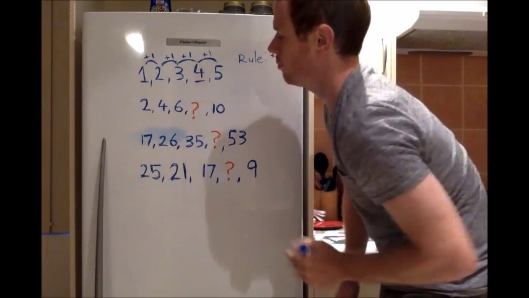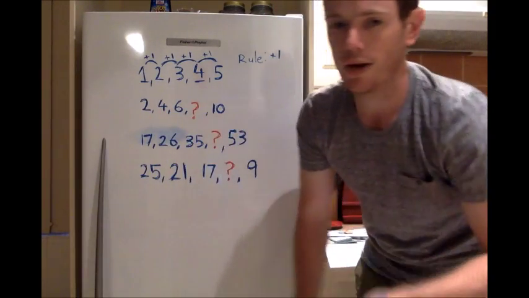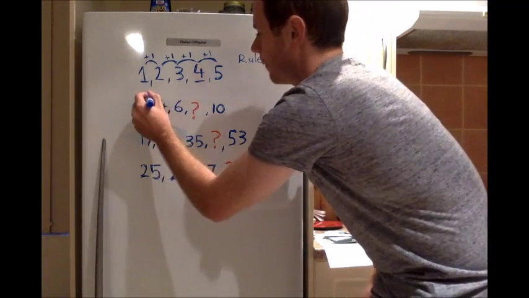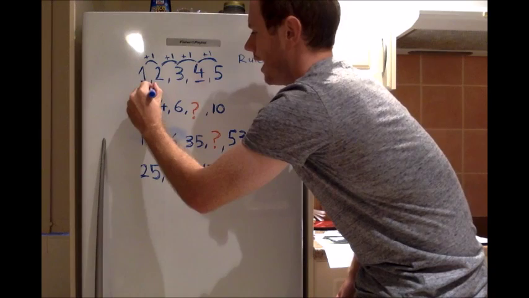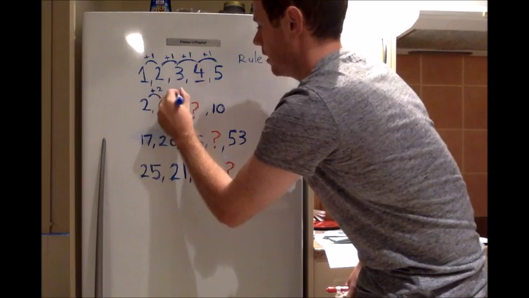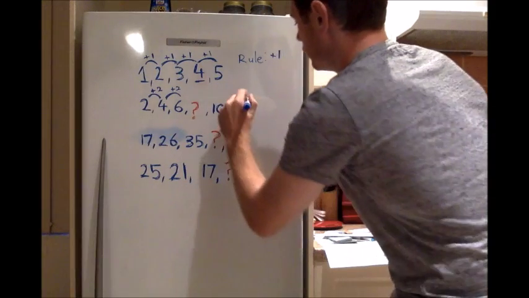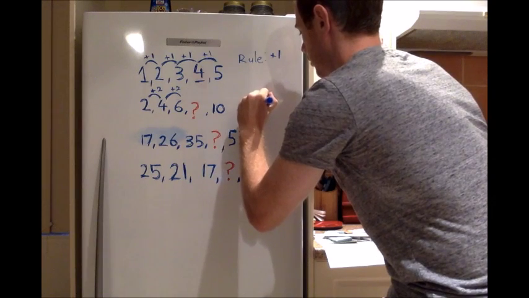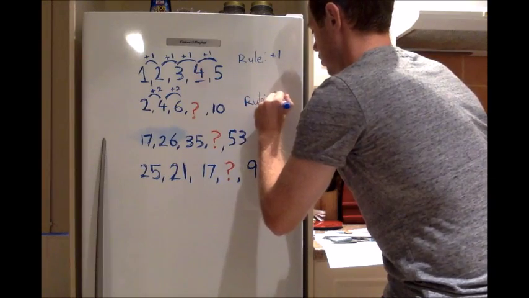Let's go to our second pattern. 2, 4, 6, something, 10. Now again, this is quite simple. Most of you will again be telling me that you already know the answer to this. But let's go through it again. The difference between 2 and 4 is that we are adding 2. The difference between 4 and 6 is that we are adding, again, 2. So we know that our rule, we write it over here, our rule is plus 2.